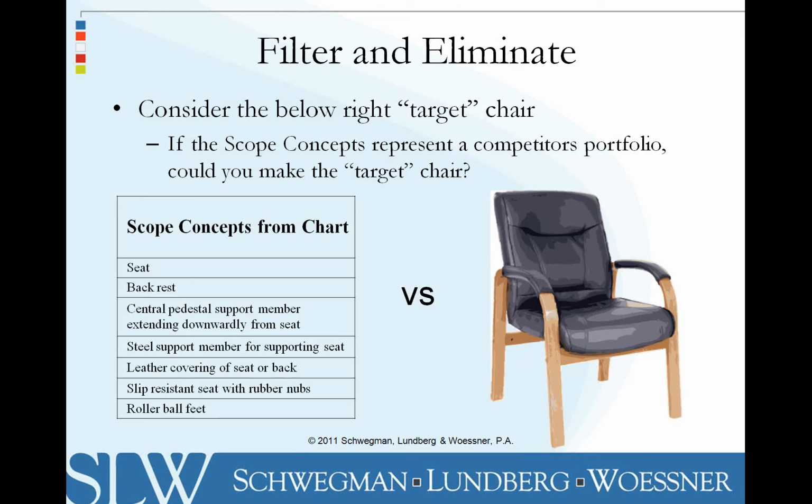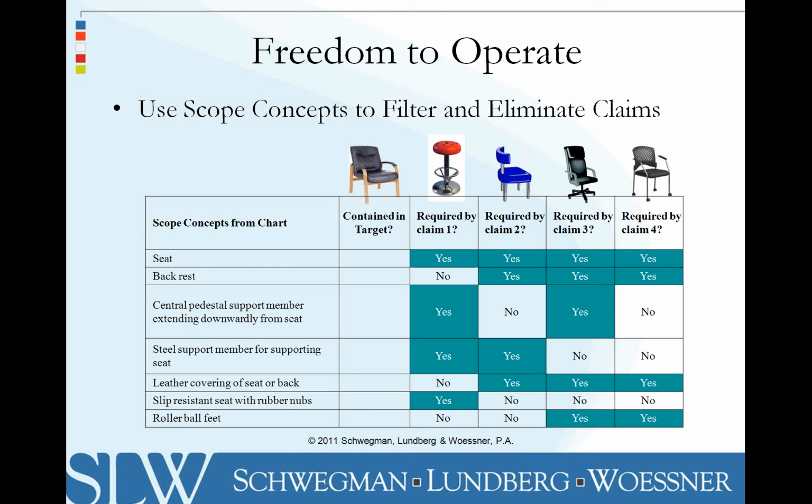So if we assume that chair portfolio was our competitor's portfolio, and we want to make this chair that's shown on the right of the screen, and we want to make sure that the chair we're making doesn't infringe our competitor's portfolio, what we do is plot our potential target technology, the chair that we want to make, right next to all these scope concepts, and we simply walk down the list, and we can answer the question of whether or not our target technology requires this idea that we've abstracted.